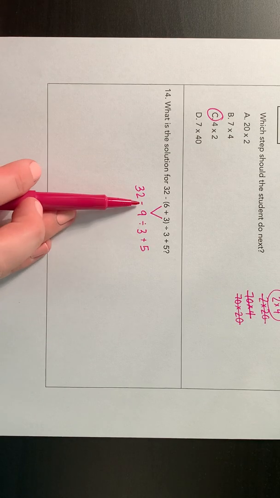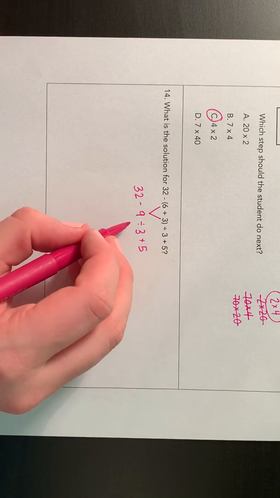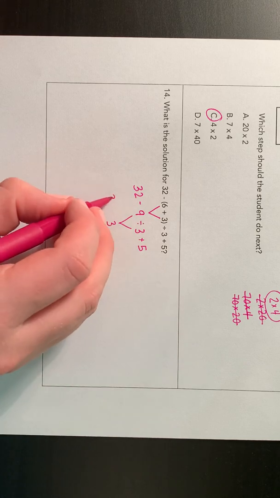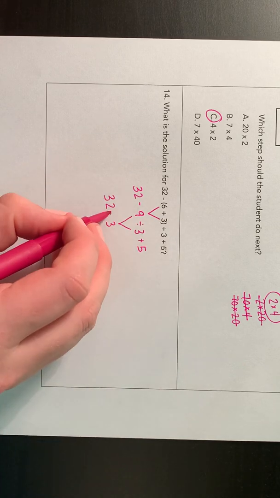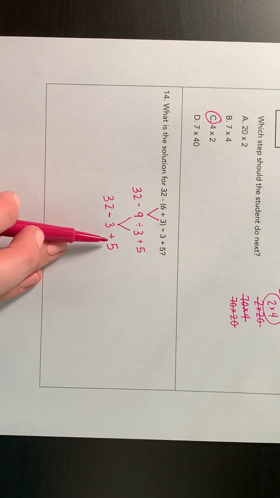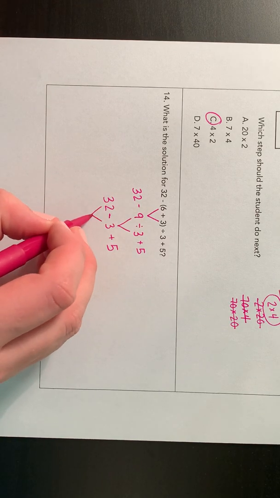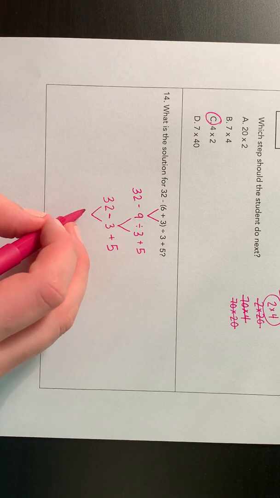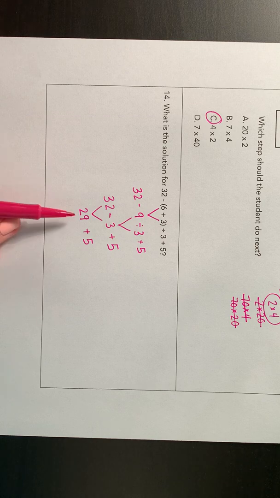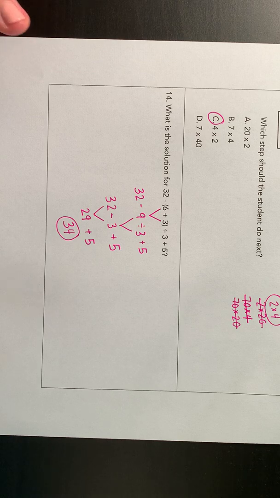Okay, perfect. So now we have subtraction, division, and addition. And I know, based on PEMDAS, that I need to do division next. So 9 divided by 3 is 3. 32, subtraction sign, and plus 5. Now I have subtraction and addition, which we know happen at the same level, but we always work left to right. 32 minus 3 is going to be 29. And then I'm going to bring down my last part. And 29 plus 5 is 34. So the answer is 34.